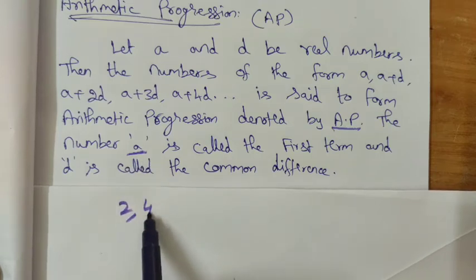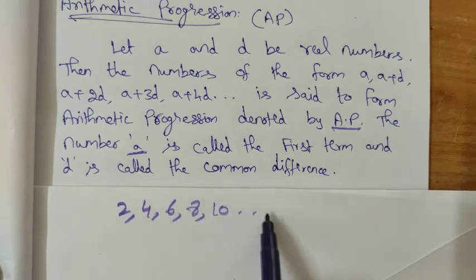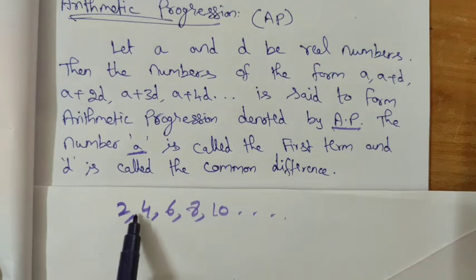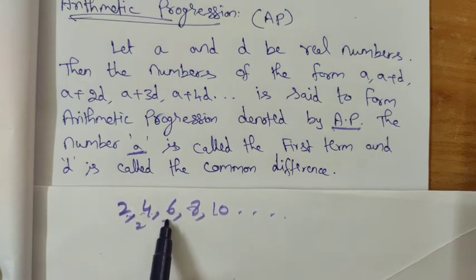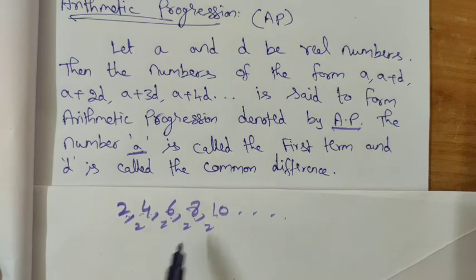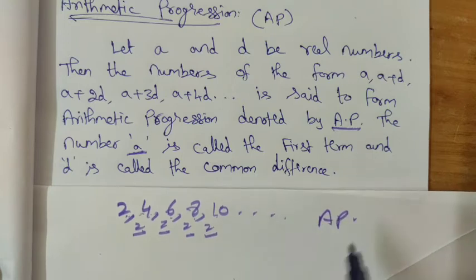See that 2, 4, 6, 8, 10 is some order of a sequence. First we have to check the difference between the two numbers. The difference between these two numbers is 2, these two 2, these two 2. So if the differences between consecutive numbers are equal, then the sequence is said to be an AP, an arithmetic progression. Otherwise it is not an AP; we just say it is a sequence only.